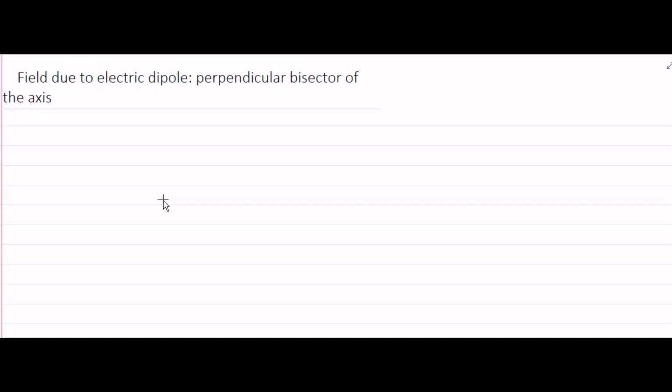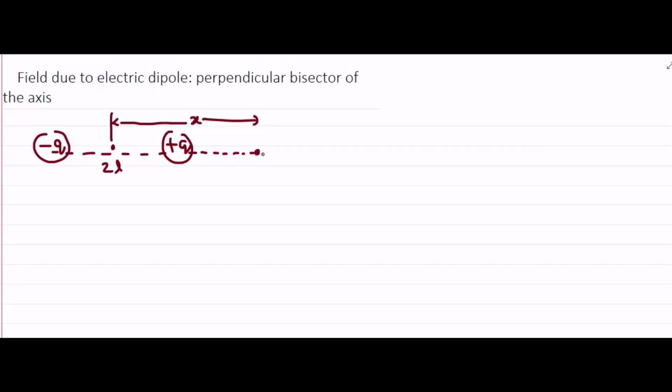Let's get started. So in the previous video, we looked at electric field due to a dipole along the axis, and we had this situation wherein we had a negative charge minus q and a positive charge plus q placed 2l distance apart, and this constitutes a dipole. And we obtained the electric field due to these two charges, or this dipole, at a distance x from the center. So this distance is x and this point is P. So we obtained the electric field at this particular location.